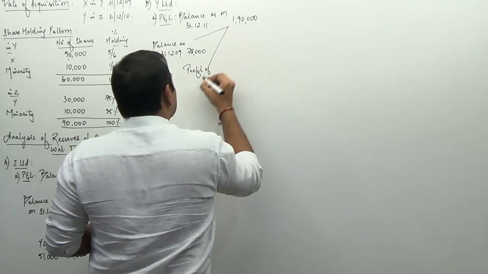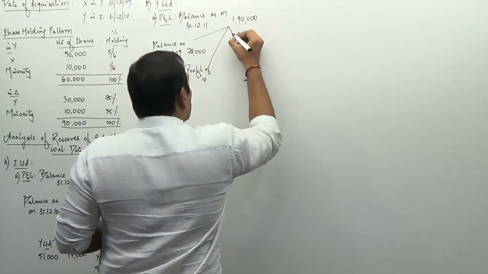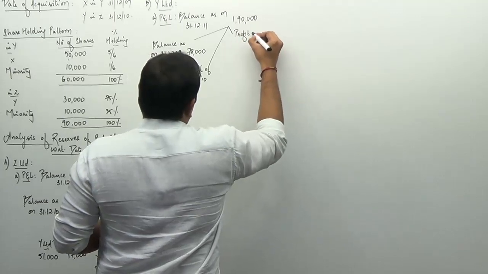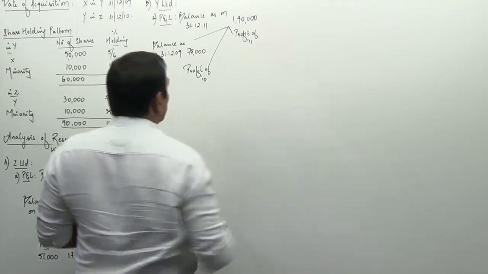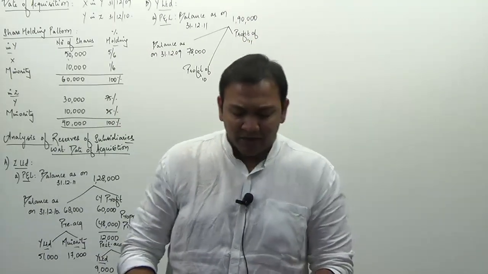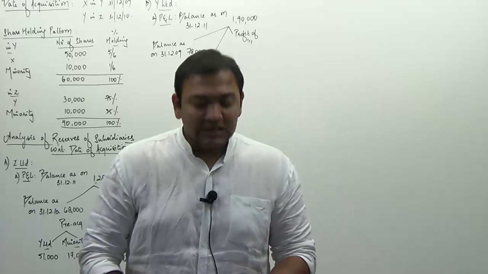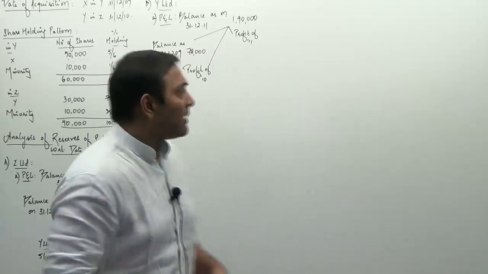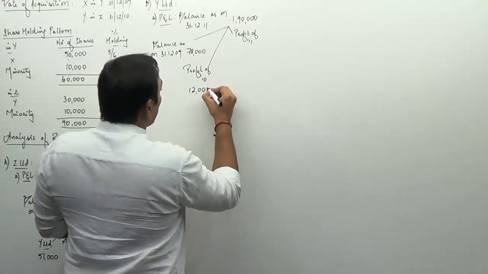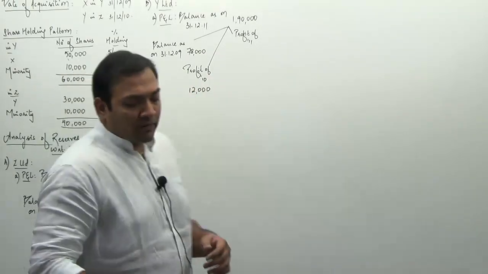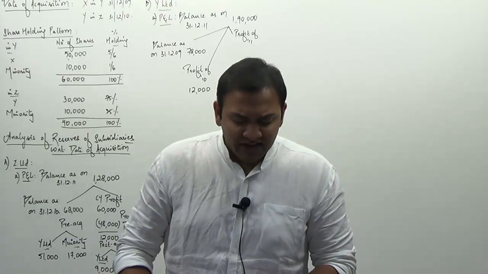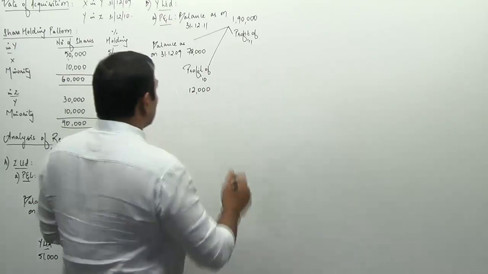Profit of 2010 and then profit of 2011. 2010 profit in Y Limited, 84,000 profit, 72,000 distributed as dividend. Balance profit is 12. Then what about this one? 2011, 1 lakh.